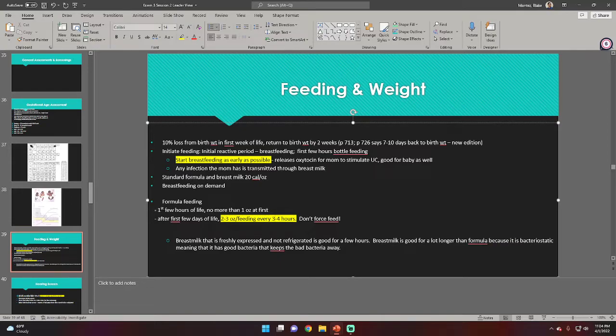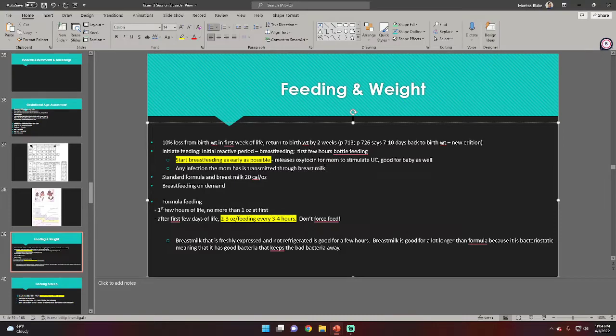Any infection the mom has is transmitted through the breast milk. Standard formula and breast milk is about 20 calories per ounce. Breastfeeding on demand. Formula feeding: the first few hours of life, no more than 1 ounce at first. After the first few days of life, 2 to 3 ounces of feeding every 3 to 4 hours. Do not force feed the baby.